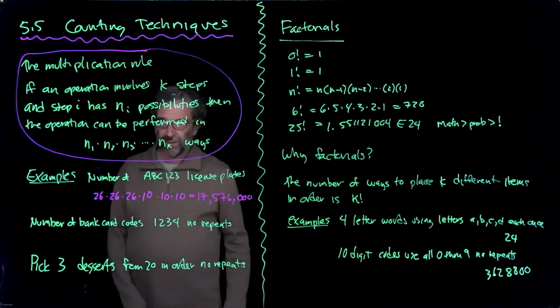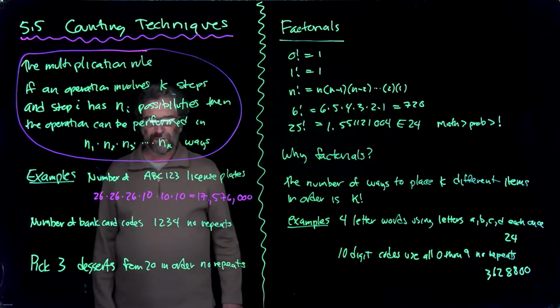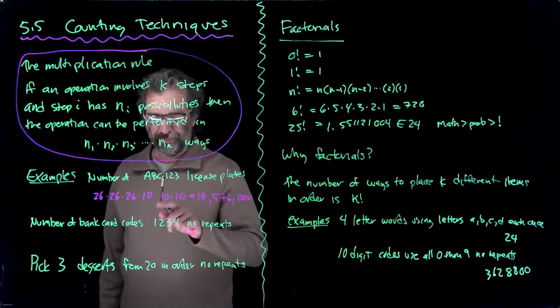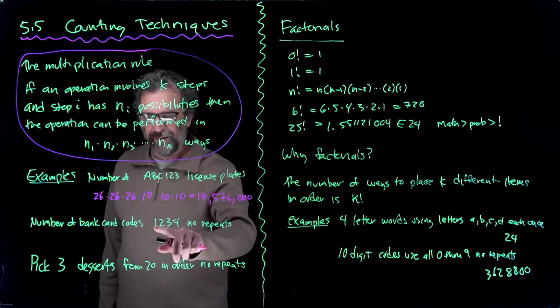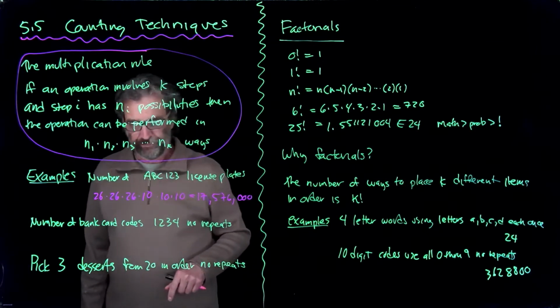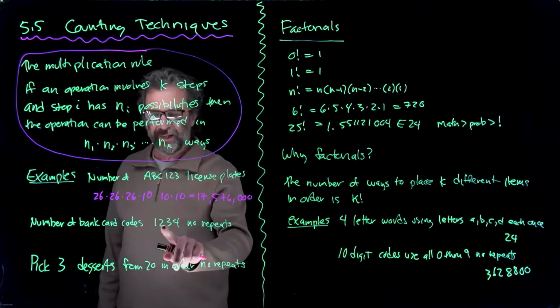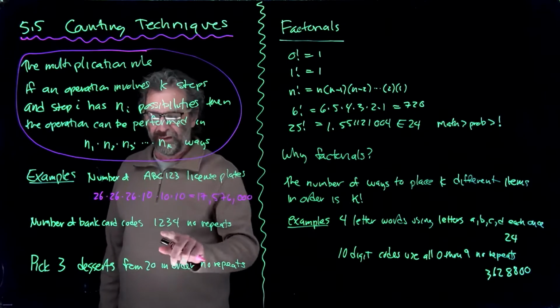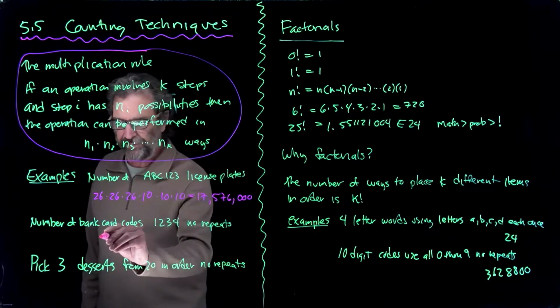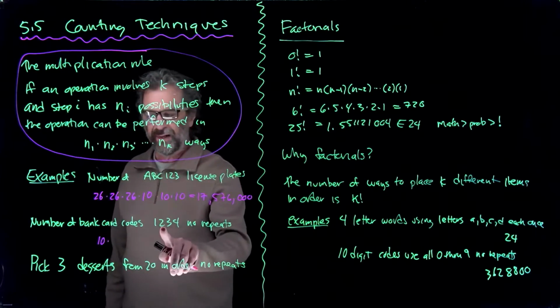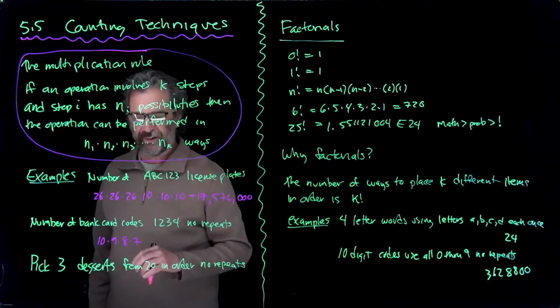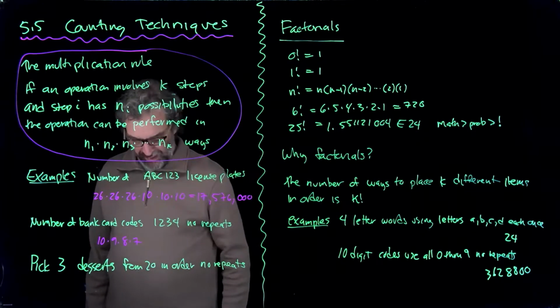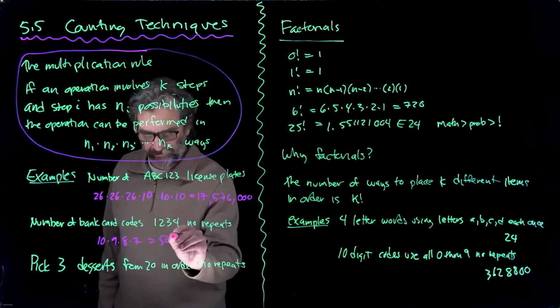So another example is the number of bank card codes, 4 digits. In my bank, I think they allow repeats, but I think in some banks they don't. So how many ways can you make a 4-digit number with no repeats? The steps are pick a first number, pick a second number, pick a third number, pick a fourth number. You can pick a first number in 10 ways. It's 0 through 9. Then I used up a number, I can't have repeats, so I've got 9 numbers left for the second number. And that pattern continues. 10 times 9 times 8 times 7. So that's 5040.